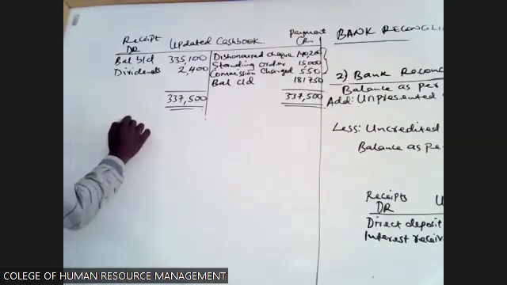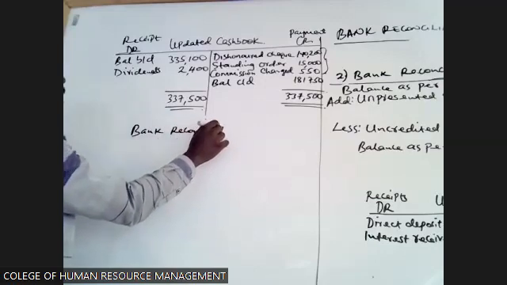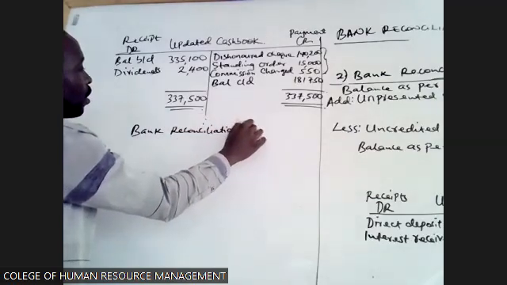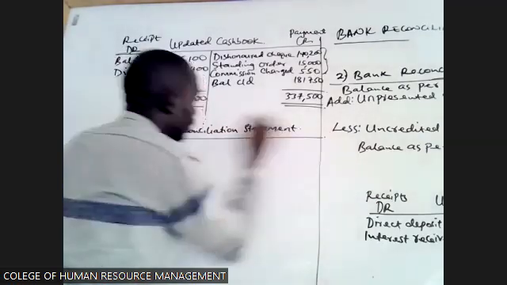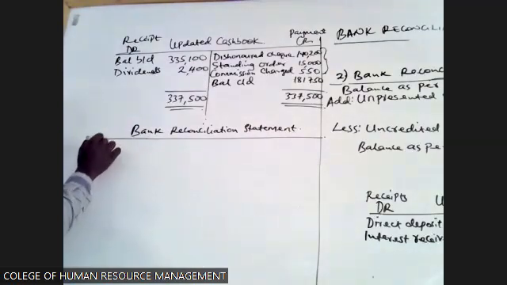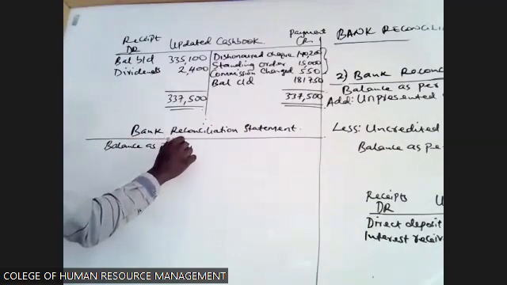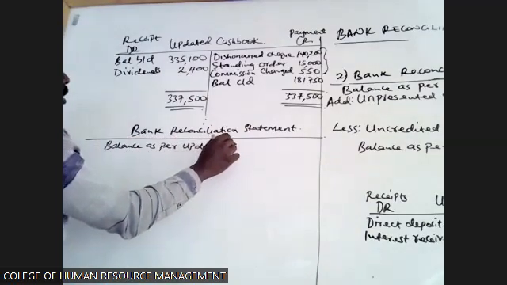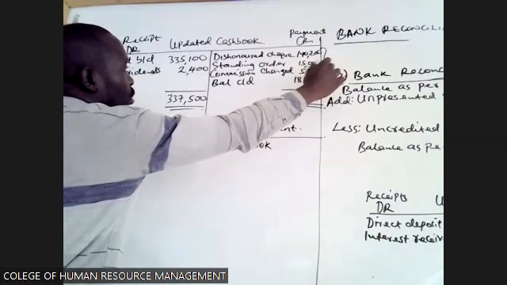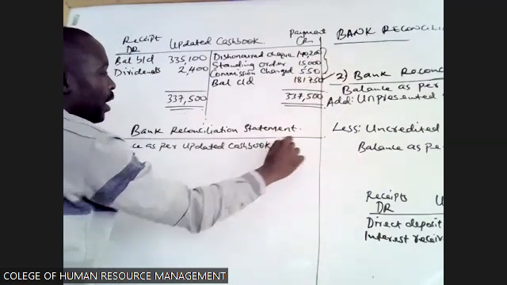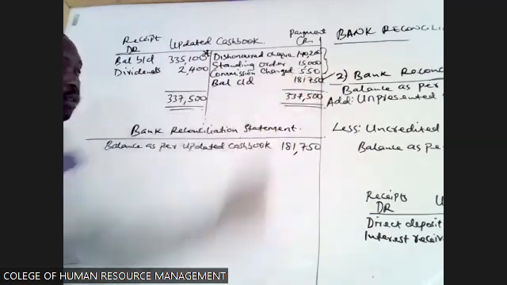Bank reconciliation statement. Balance as per the updated cash book, it is that closing balance, 181,750. Don't use this one again.